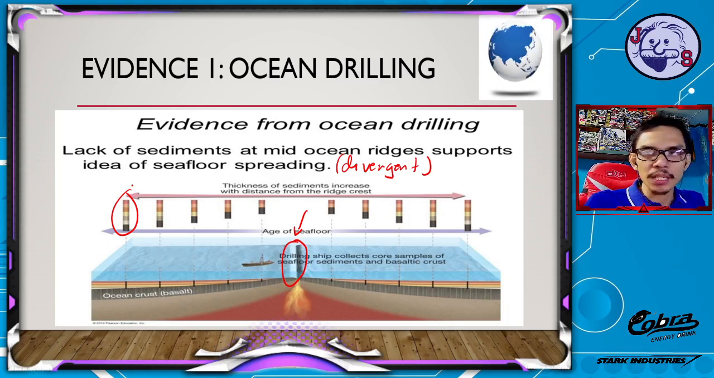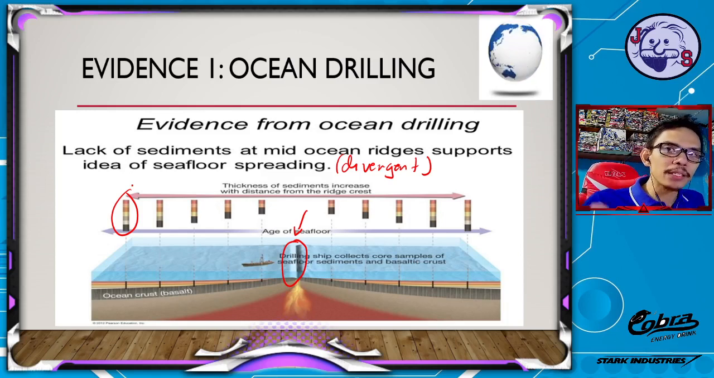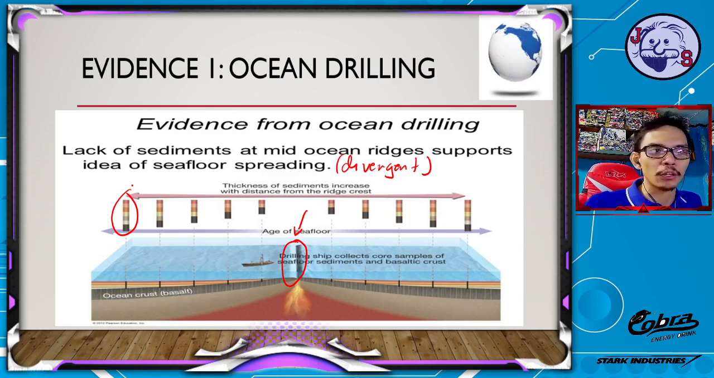Alright, it validates that the seafloor is spreading because the thickness and the age of the seafloor are not the same all throughout the seafloor on this planet. So if it validates that the seafloor is spreading, then therefore, the continents or the lithosphere is truly moving. It validates also the plate tectonics theory.